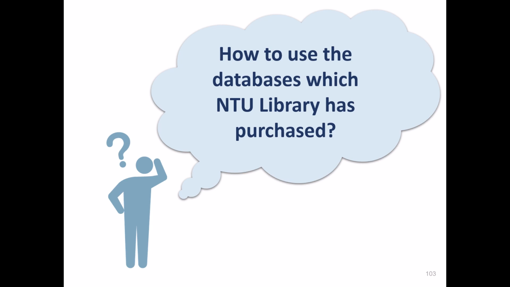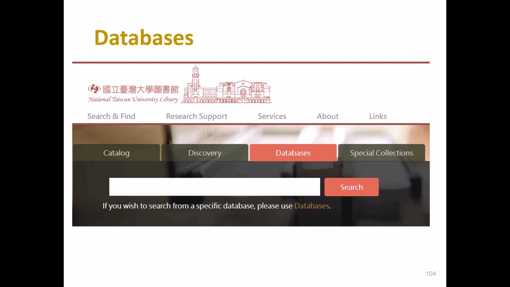Now you know how to use the catalog and discovery system in Selenium. In addition, there are some databases used to search for specific types or subjects of resources you should know. Using a database can narrow down the search scope. If your information need is specific, the database is more suitable for you. And to use databases, you can go to the library website and click the third tab, Databases.